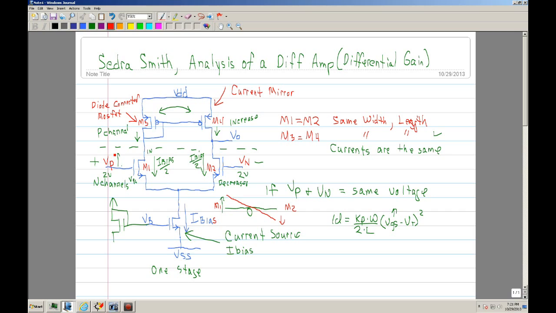By the same token, you can do the same thing here. You can set this at 2 volts and raise this to 2.2. If you raise it to 2.2, then the current is going to go up. This current will go down, and since it goes down, this goes down, this goes down, and so forth. So it swings the opposite.